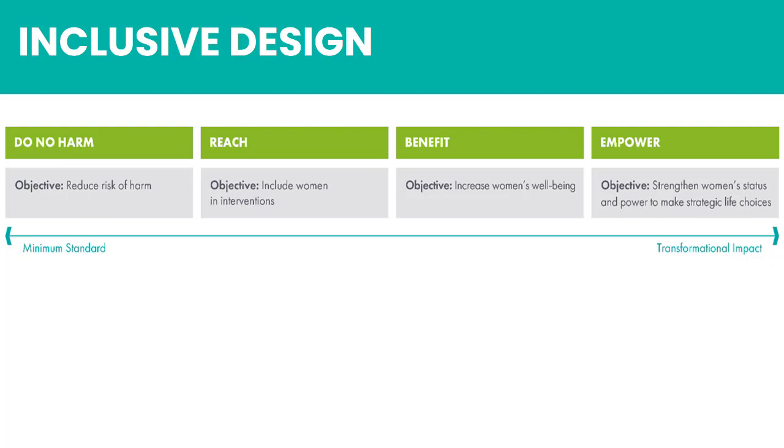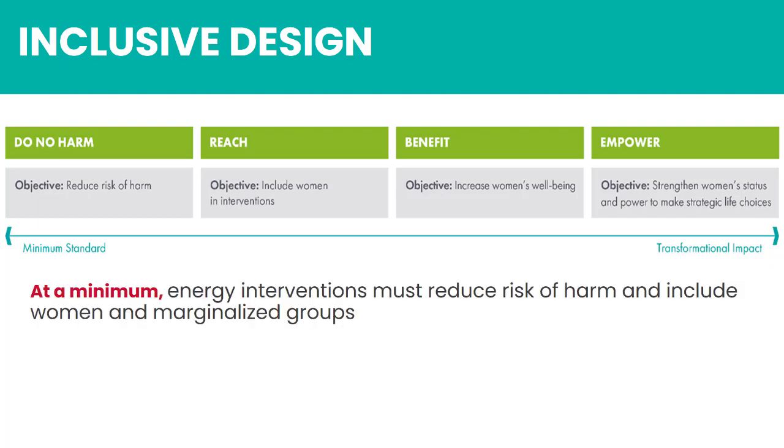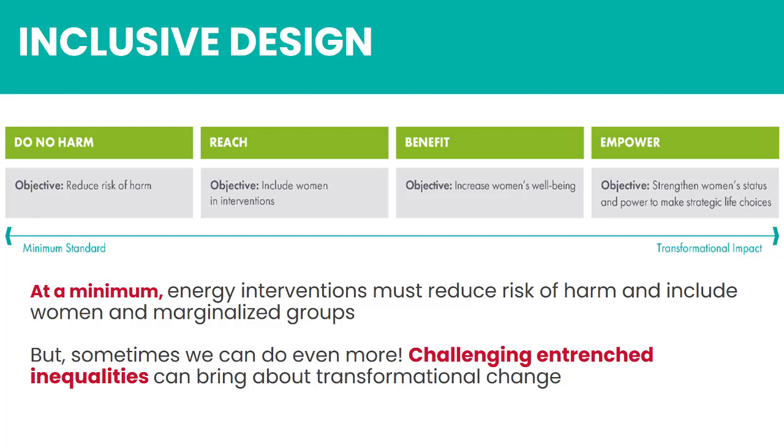So what are the implications for designing energy interventions? We can't think about energy access from a blank slate perspective. Our starting point is inequity and risk of violence for many women and girls. We have a range of options in how ambitious our programs are within this context of inequality. In emergency contexts, we must, at a minimum, do no harm and reach women and other marginalized groups, but we can also aim higher. Where understanding of root causes and expertise to address them exists, humanitarians can challenge social norms and entrenched inequalities, with programs benefiting and even empowering women, girls, and other targeted groups.